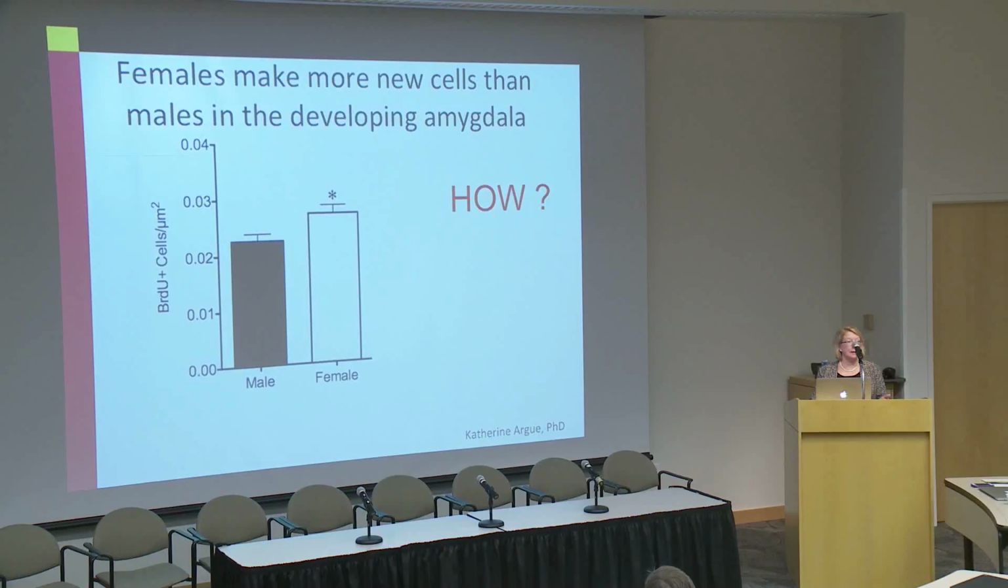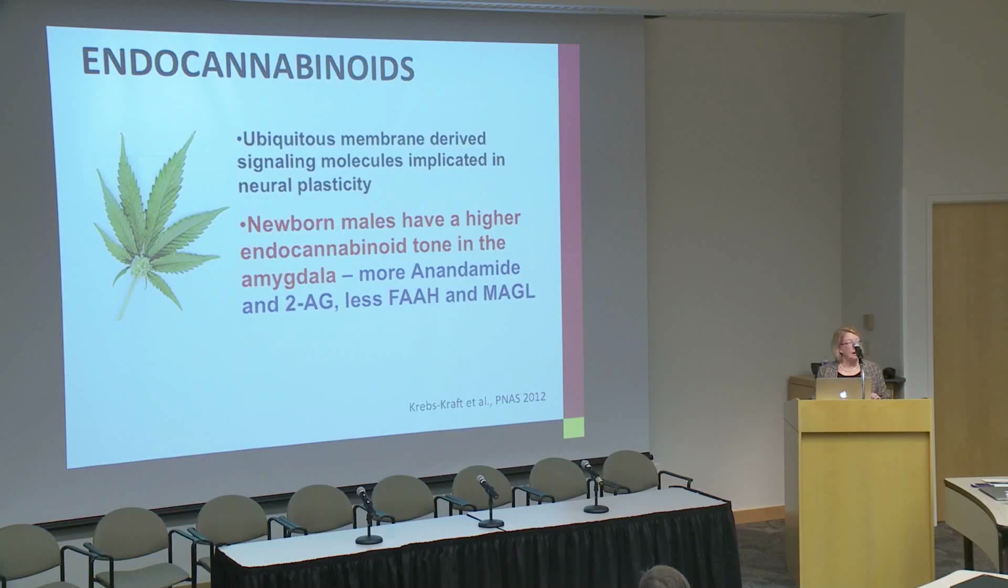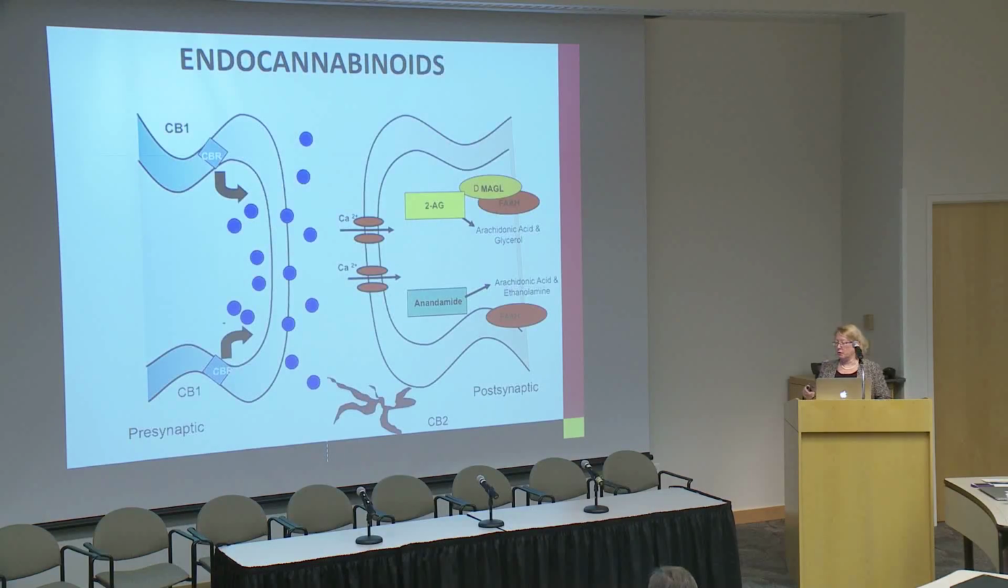And the big question is, how is this happening? First question: is it prostaglandins? The answer was no, but the surprising answer was it is another membrane-derived signaling molecule, endocannabinoids. Endocannabinoids are also derived from arachidonic acid. What we found was that newborn males have a higher endocannabinoid tone in the amygdala than females. They have more anandamide and more 2-AG, and they have less of the degradative enzymes, fatty acid amide hydrolase and MAG lipase. The way endocannabinoids usually work is as presynaptic inhibitors of glutamate release, but we're finding that they do a lot more than anybody thought.